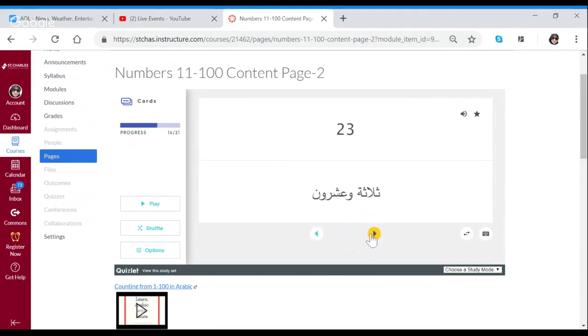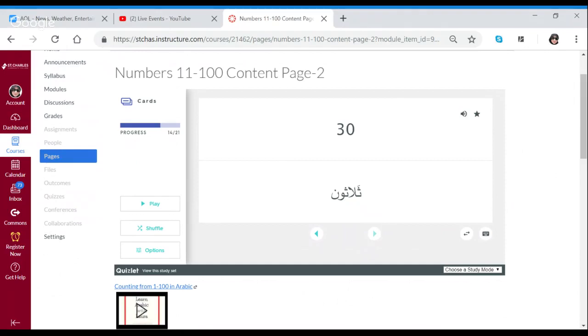Very good. Okay. And then we get to Thelathun. Thelathun is 30. So we have Ishrun and then Thelathun. Ishrun, 20. Thelathun, 30. How are we going to say 31? Wahid wa Thelathun. Good.